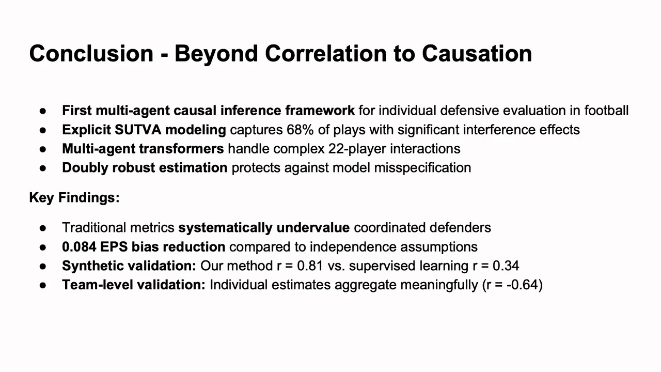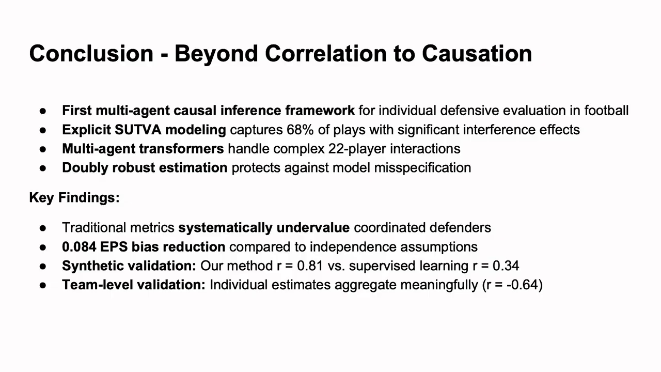So in conclusion, this is the first multi-agent causal inference framework designed to measure individual defensive effects, or evaluation, in football. We have explicit modeling of these interference effects that capture 68% of plays with significant effects. We use multi-agent transformers to handle the complex 22-player interactions, and we use doubly robust estimation to help protect against model misspecification.